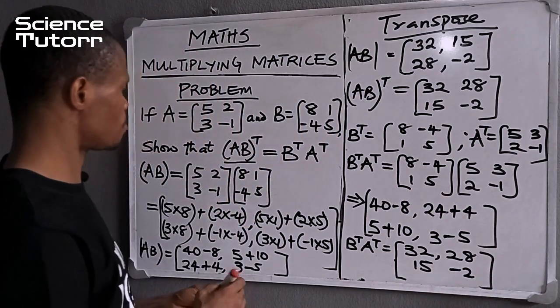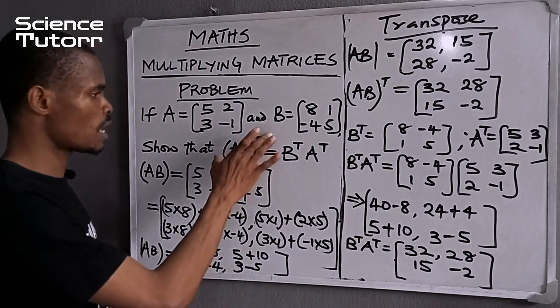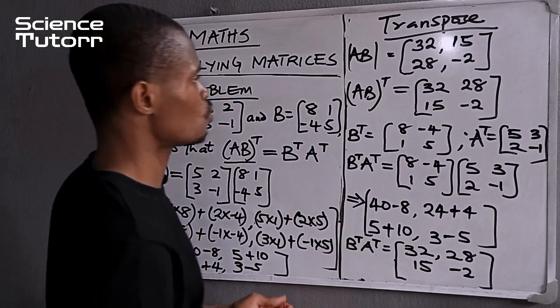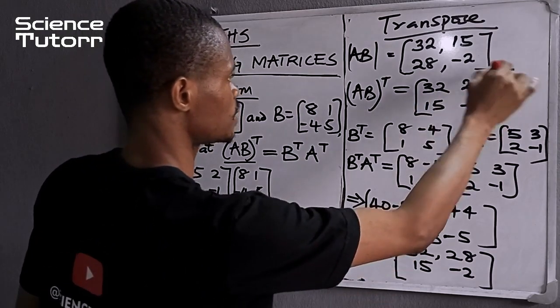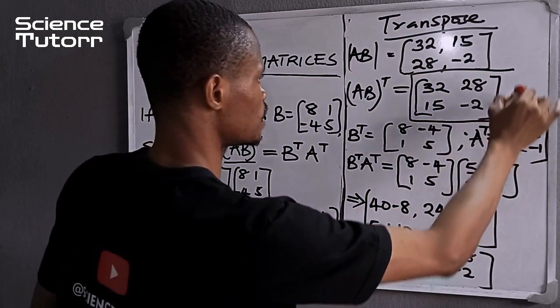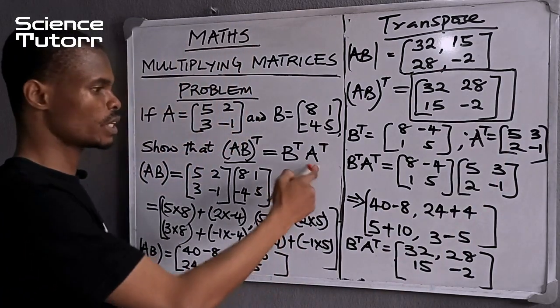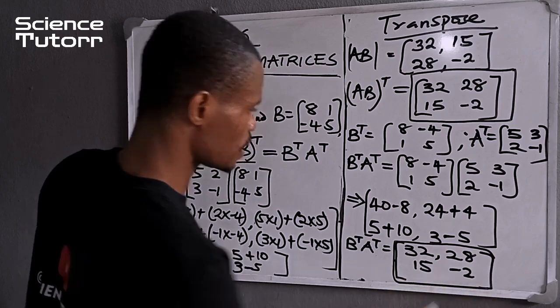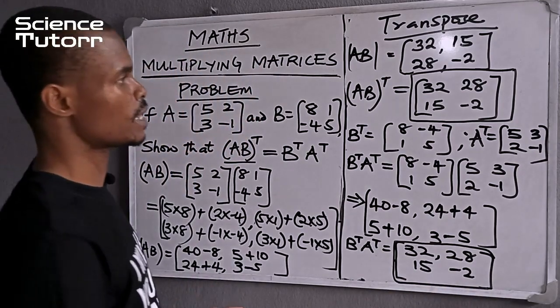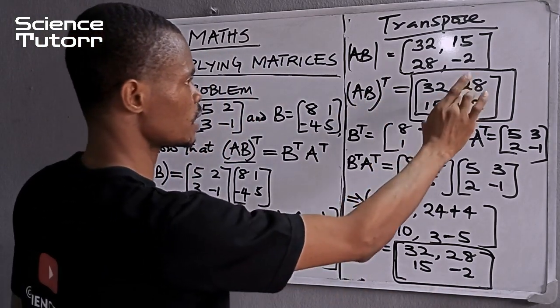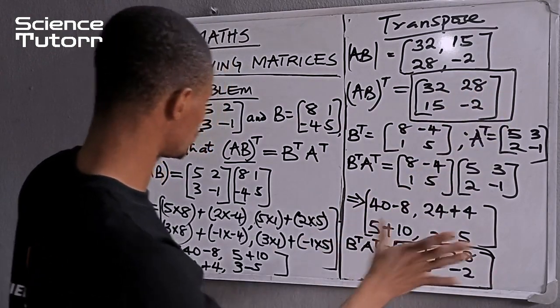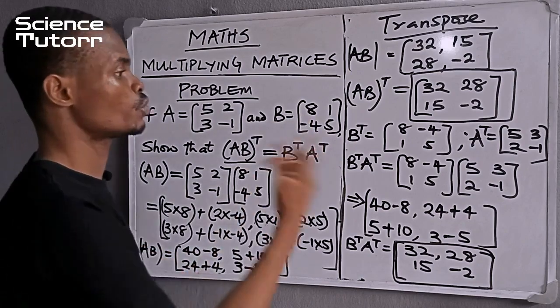How do we confirm if our answers are in order? The first case, (AB) transpose, we arrived at this. Then B transpose A transpose, we arrived at this. Looking at it, you realize that the answers are the same. That is to say that we're in order: 32, 28, 15, and minus 2. So both cases are equal to each other.